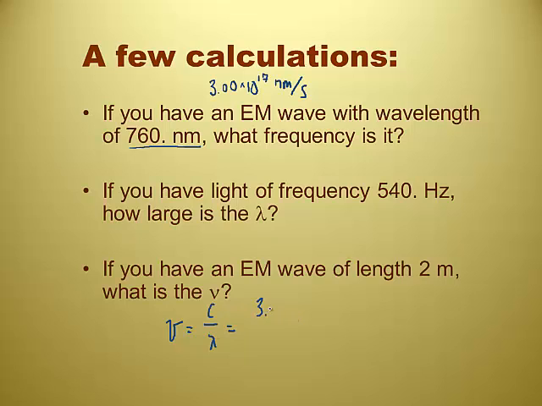C is 3.00. Since this is meters, I should probably use meters, huh? Yeah, I would suggest you use that. So times 10 to the 8th meters per second, divided by 2 meters, and we get 1.5 times 10 to the 8th hertz, per second. Because meters and meters canceled, so that's hertz. That would really hurt if somebody hit me that many times a second.